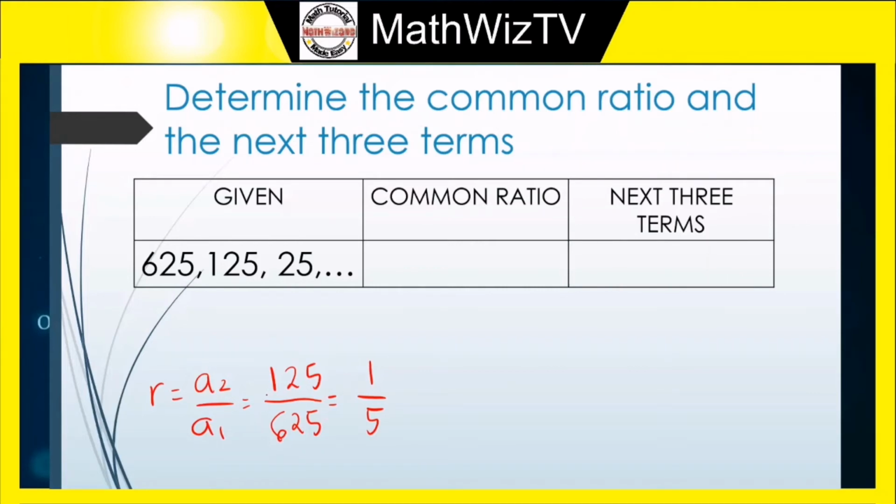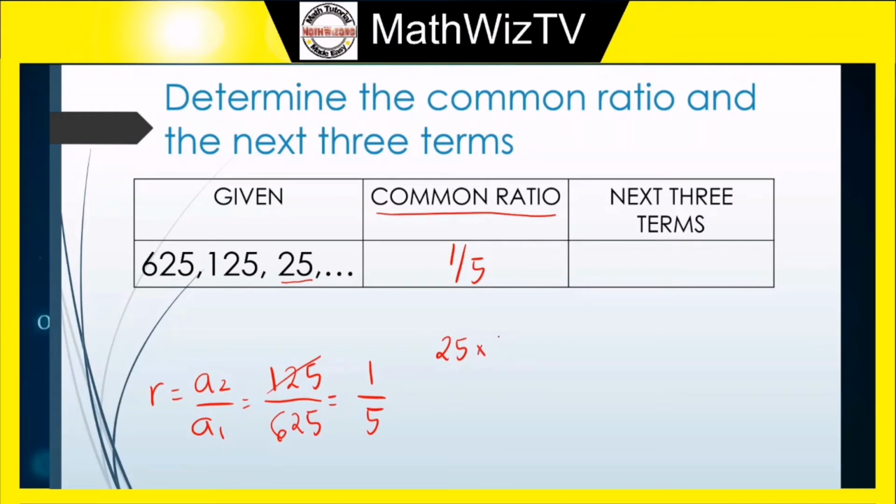So therefore we cancel this one. That's why the answer is 1. And then 625 divided by 125, the answer is 5. That is why our common ratio is 1 over 5. Now, what we will do is find the next three terms. And again, we are going to multiply our common ratio by our last term here. Our last term here is 25.